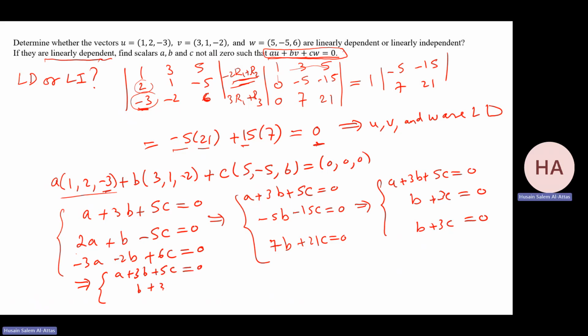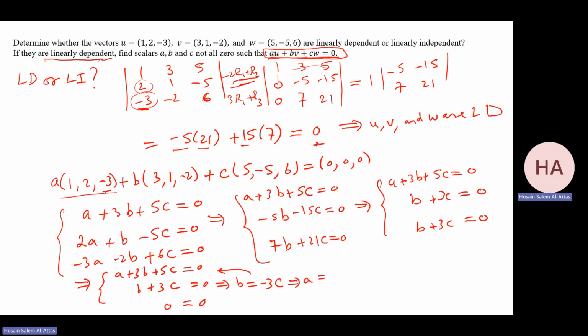So I have b plus 3c multiplied by minus 1 and add. I'm getting 0 equals 0, which means nothing here. So it means I have now two equations, 3 unknowns. So I can write all of this in terms of c. So b equals minus 3c. Plug it there. I'm getting a is what?